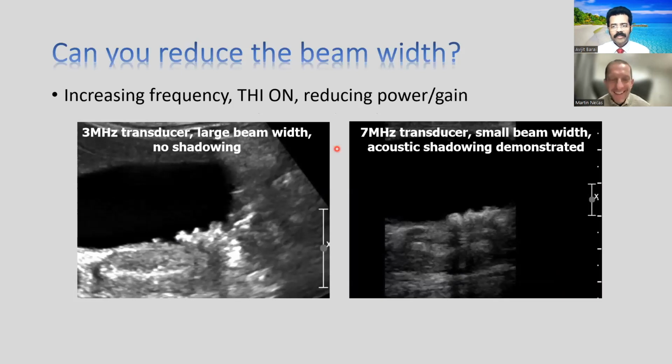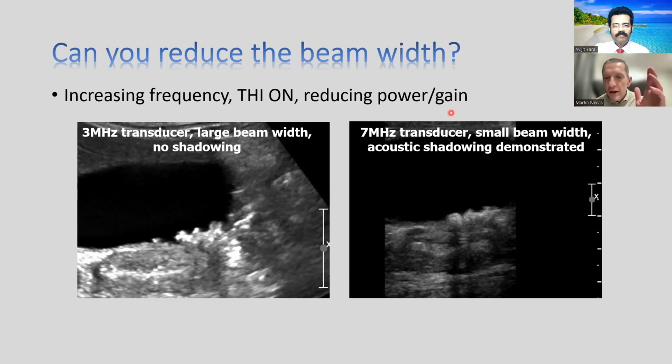How can we reduce that beam width? Exactly. So we would love to have thin beams, of course, and manufacturers have gone to great lengths to try to achieve this, but ultimately it is frequency related. The higher the frequency, the smaller the beam width, and so using a high frequency transducer is the key. Tissue harmonic imaging also has the effect of reducing beam width. It's a very complex topic as to how it does that. I think for your viewers, it's important that they know that it does.